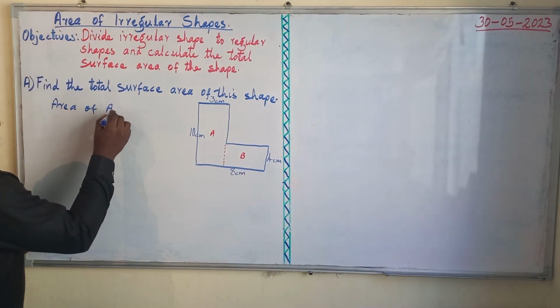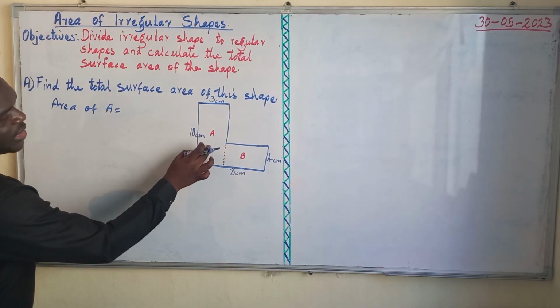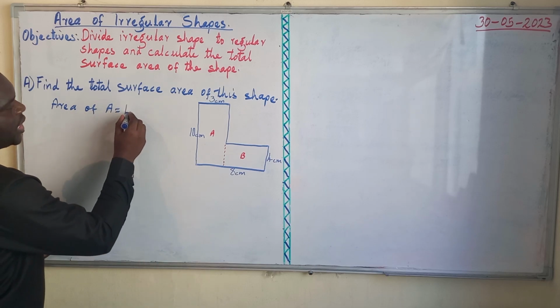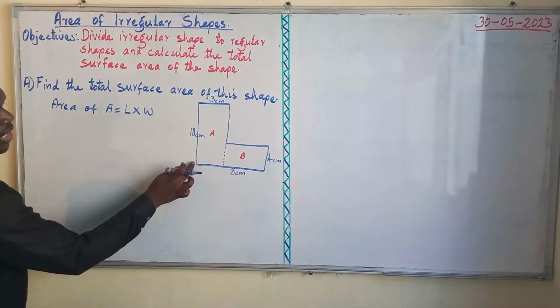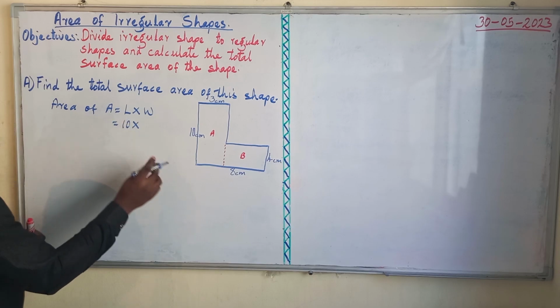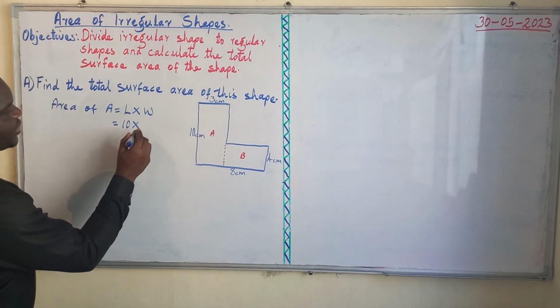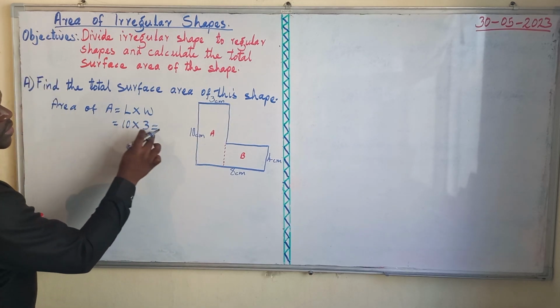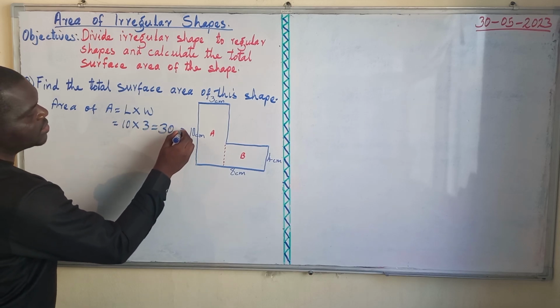Area of shape A. Shape A here is a rectangle, so it has a length and a width. Our length here is 10 and the width is 3 centimeters. So this will give 30 centimeters square.